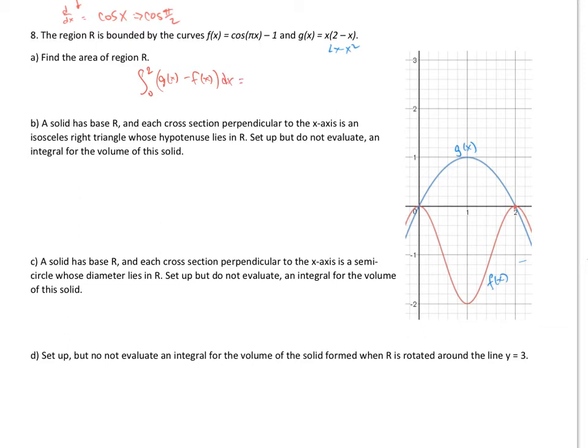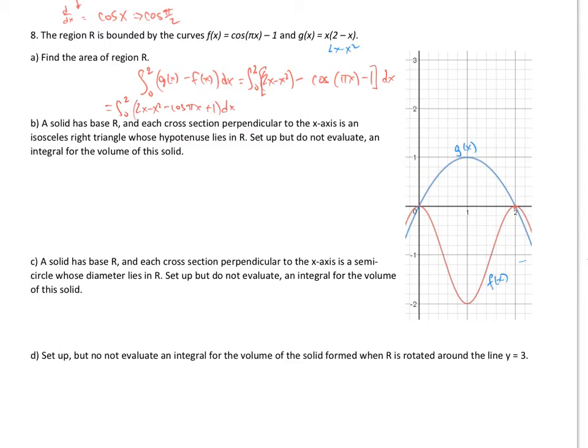And working this out, we're going to have the integral from 0 to 2 of 2x minus x squared minus the cosine of pi x minus 1 dx on this. Okay, so we can clean this up a little bit to be 0 to 2, and then we're going to say 2x minus x squared minus cosine pi x plus the 1 dx.